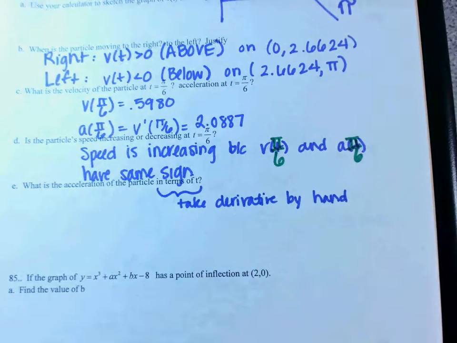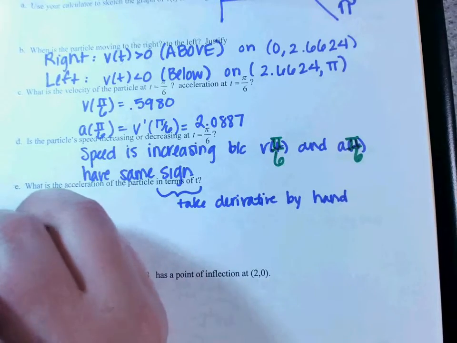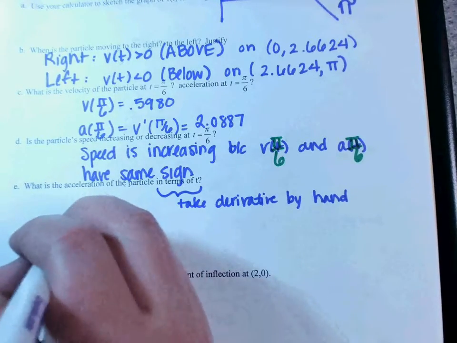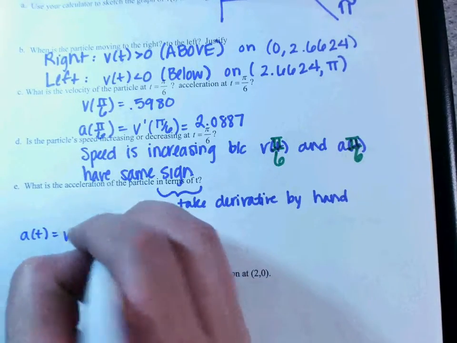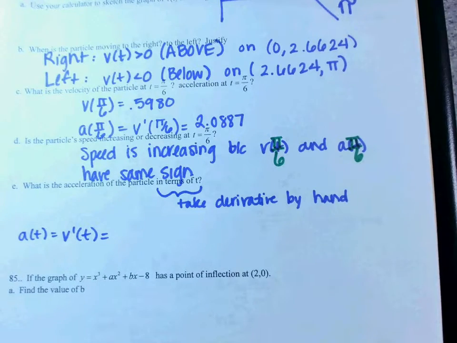Okay, if we want the derivative in terms of t, that's going to be an equation. You'll have to actually take it. So the first thing that you should write is a of t equals what? V prime of t, and then take it. Okay, I'll give you a minute to write it first. Okay, then we can check it.